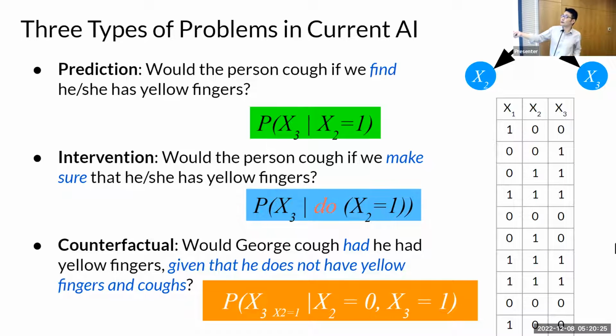In the second problem, you want to answer the following question. Would the person cough if we make sure he or she has yellow fingers? So by using the term "make sure," essentially you want to do interventions. You just make sure that this person has this feature, and then you want to see what will happen to whether the person coughs. Yes, here by "make sure," I mean we do intervention, right?